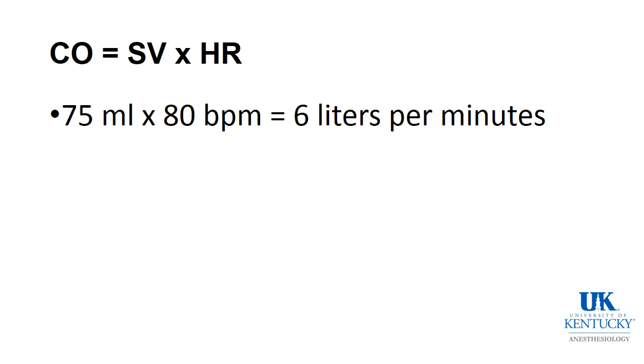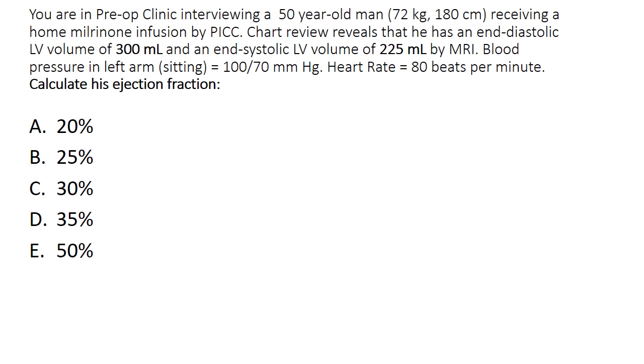So first, cardiac output is equal to stroke volume times heart rate. 75 mils times 80 beats per minute gives you 6 liters per minute. Here's a quick little question which was designed for audience response. Given a patient on a milrinone infusion with an MRI study showing that the end diastolic left ventricular volume is 300 mils and the end systolic left ventricular volume is 225 mils. The blood pressure is 100/70 and the heart rate is 80 beats per minute. What is his ejection fraction?